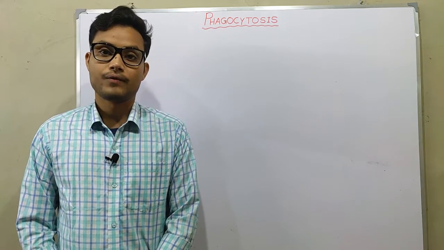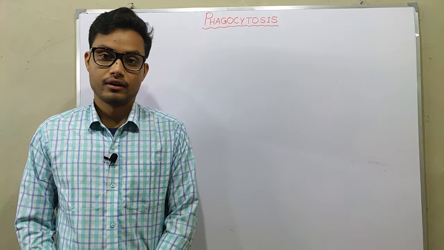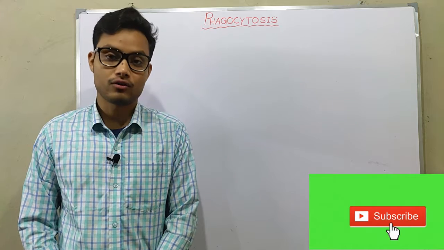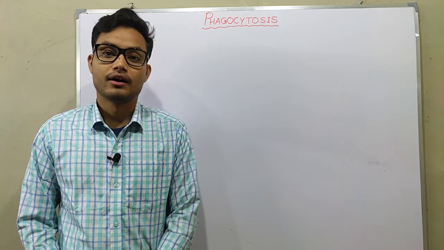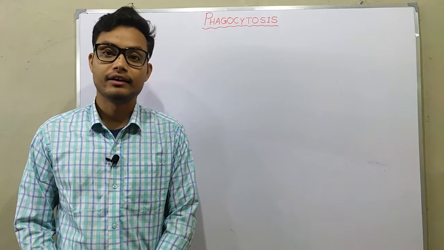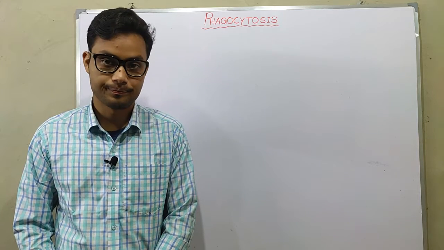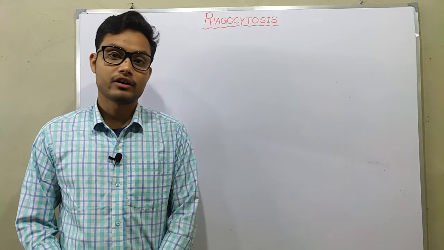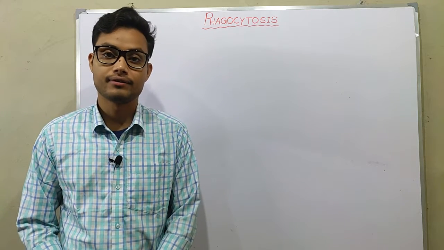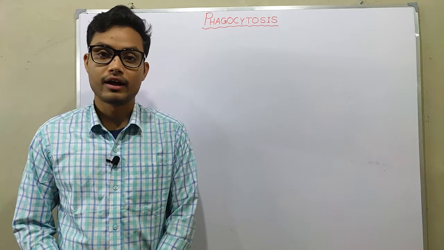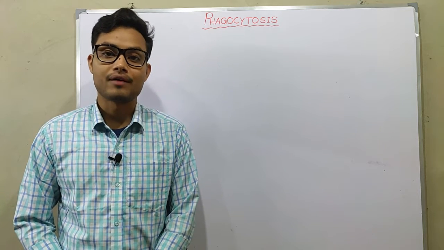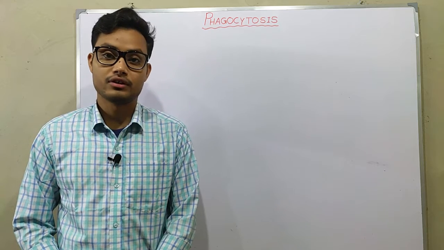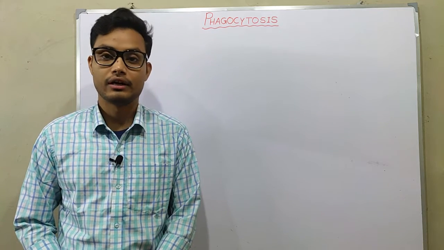Phagocytosis. Phagocytosis is a process by which phagocytic cells like macrophages and eosinophils kill microorganisms that invade our body's first line of defense. Those microorganisms or pathogens that we encounter invade our primary immune defense, and by the process of phagocytosis, the killing of microorganisms is done.